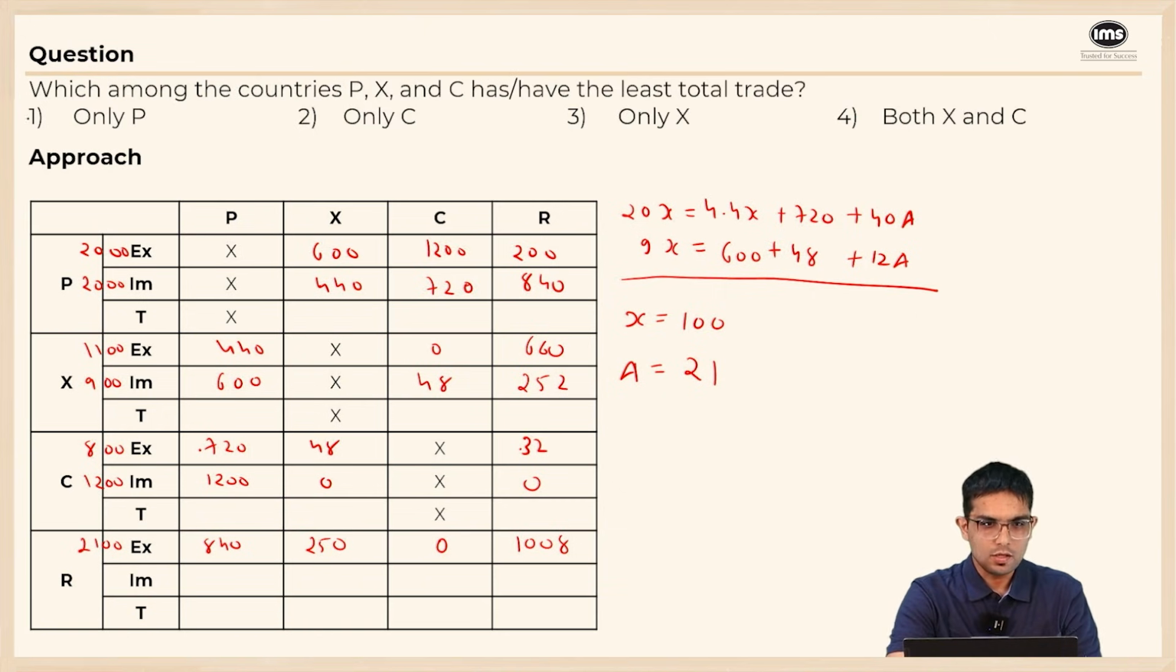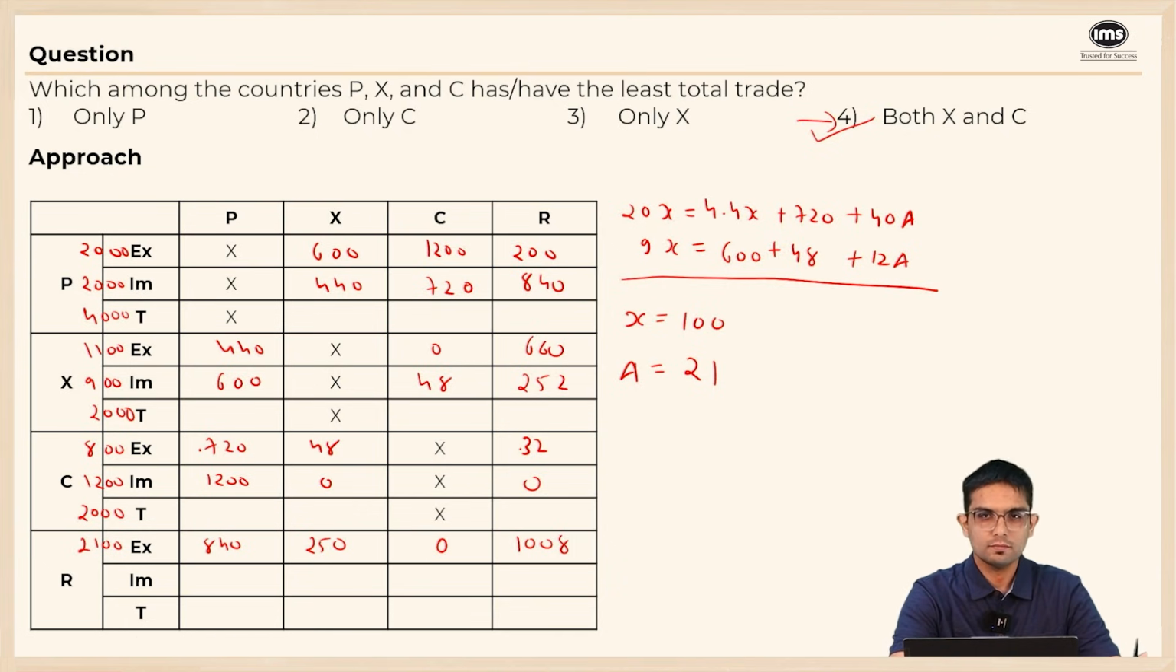Now this question says, which of the following in the countries P, X and C have the least total trade? Now if you say total trade of P, it is 4000. Total trade of X, sorry, it is 2000. And total trade of C is also 2000. So 4000, 2000 and 2000. The minimum is 2000 with both X and C having 2000, and hence the answer is option number 4, both X and C.